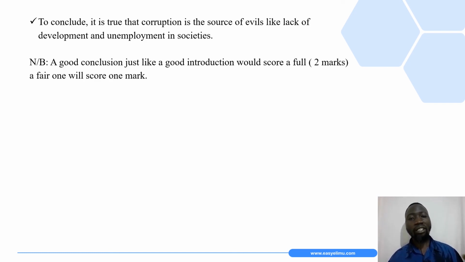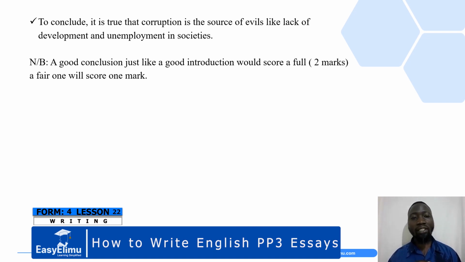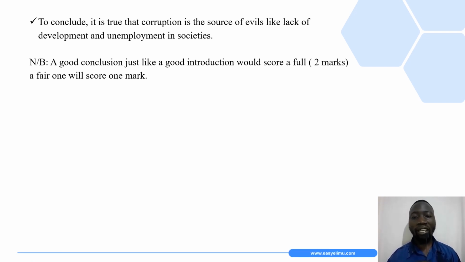So to conclude, this is now an example using the question that we had previously, that is how corruption has led to unemployment. So to conclude, it is true that corruption is the source of evils like lack of development and unemployment in societies. As simple as that. So also remember that a good conclusion, just like a good introduction, would score a full, that is 2 marks. A fair one will score only 1 mark.